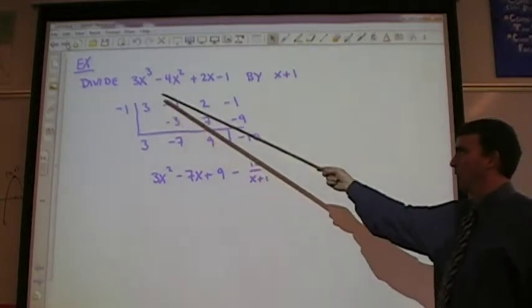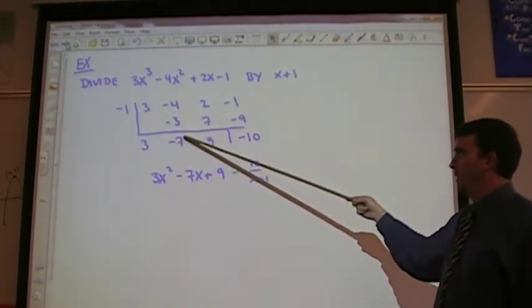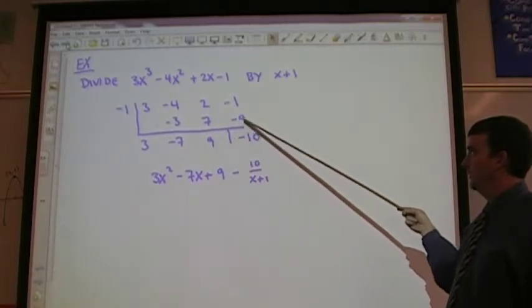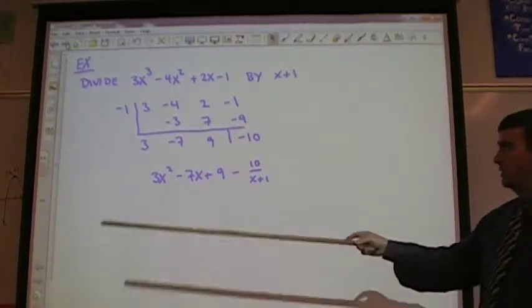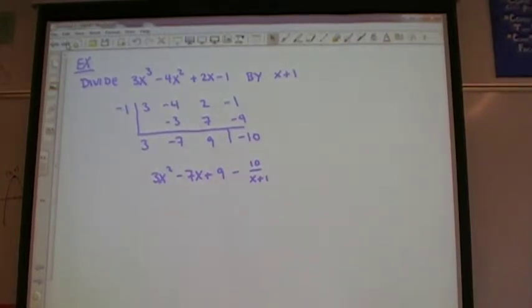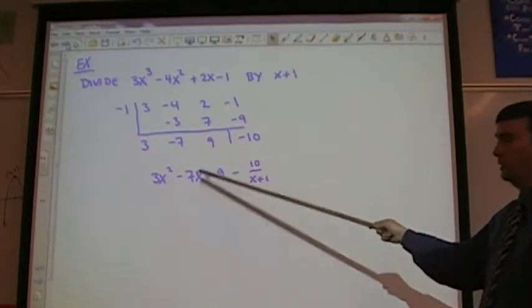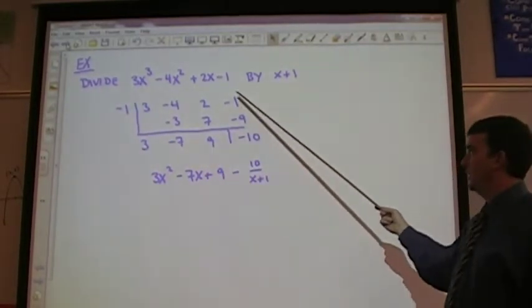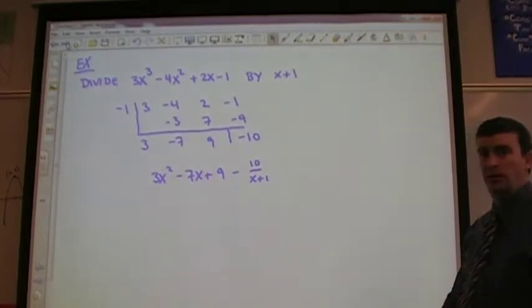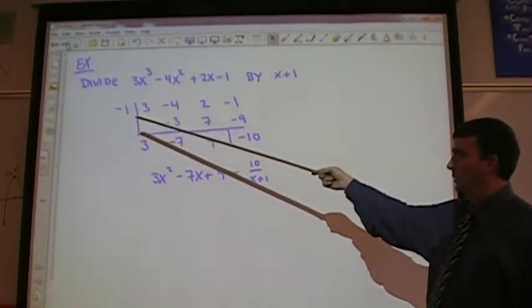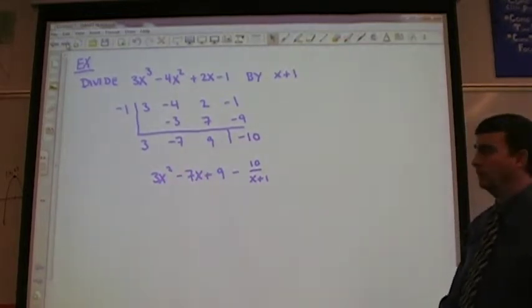Alright, so we drop the 3, negative 7, 7, 9, negative 9, negative 10. Does everybody understand all these numbers right here? Where do you get the 9? This 9, 2 plus 7, 9. And then negative 1 times 9 is negative 9, negative 10. So we add vertically, we multiply diagonally. Okay?